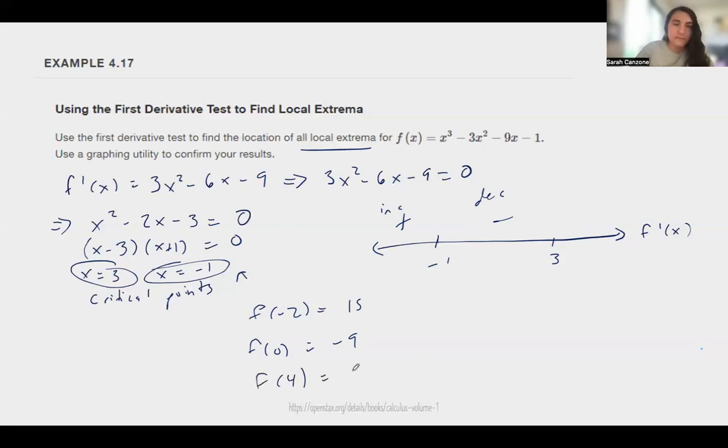When I choose 4, I get positive 15 again, which does not always happen. Plus, so I know this is increasing. So now I can go ahead and determine what's happening at these 2 points.